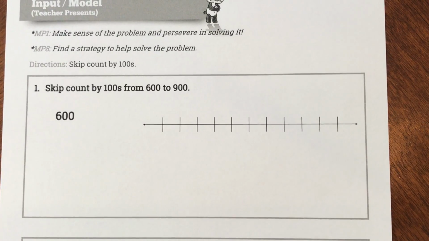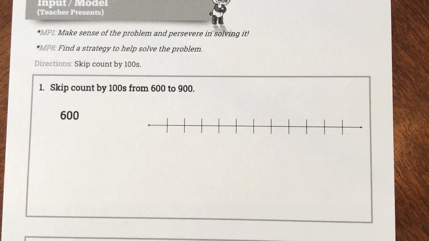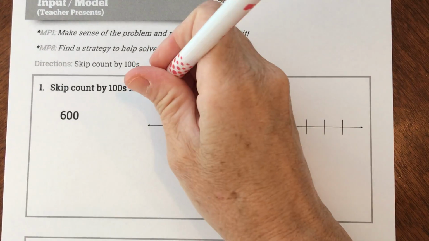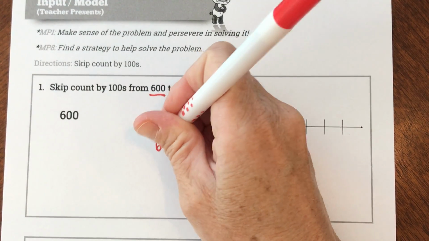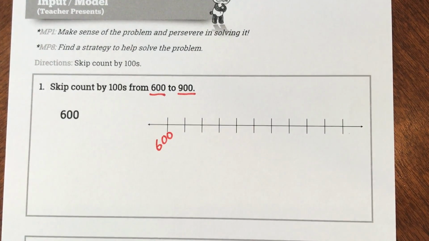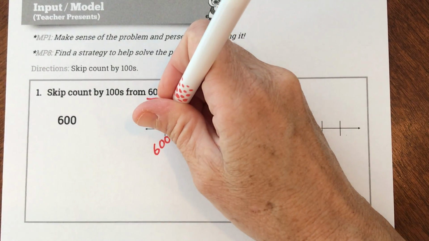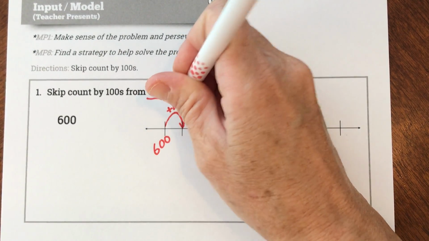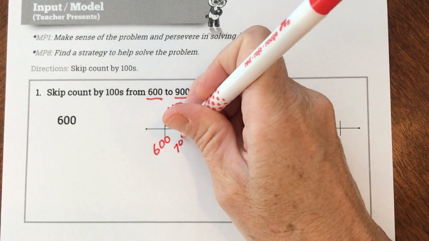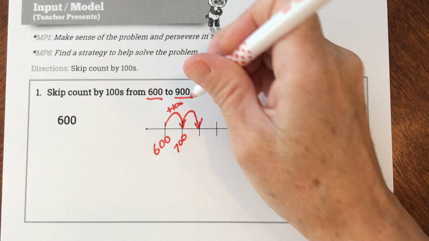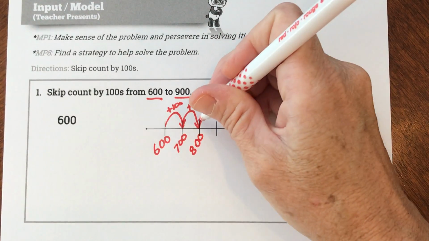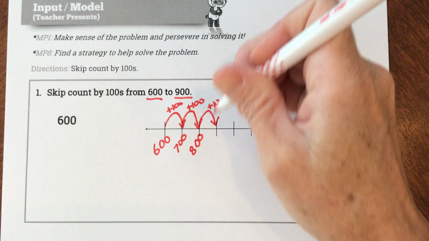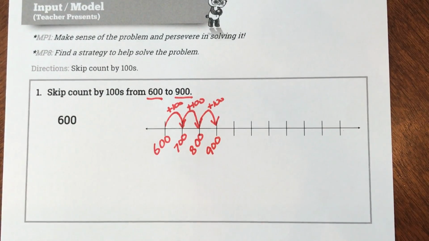Here is my first problem. It says skip count by 100s from 600 to 900. Okay, so I'm starting at 600 and I'm going to try my best to write it under the dash. And I'm going to add 100. So 600 plus 100 is 700. 700 plus 100 is 800. And 800 plus 100 is 900. And that's what skip counting looks like by hundreds.